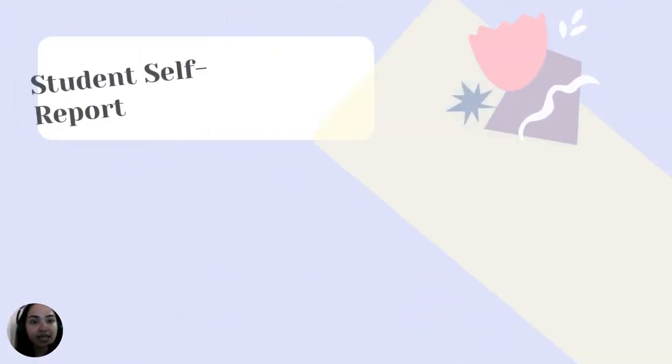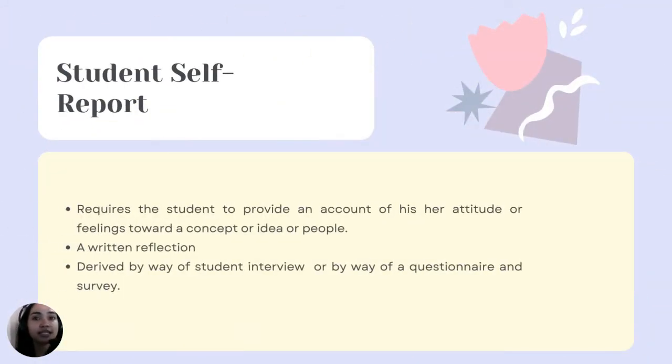So next is the student self-report. A student's self-report requires the students to provide an account of his or her attitude or feelings toward a concept, idea, or people. A self-report is also referred to as written reflections. A teacher may require a student to write his or her thoughts on topics like why I like or dislike physics, or why I like or dislike coming to school.